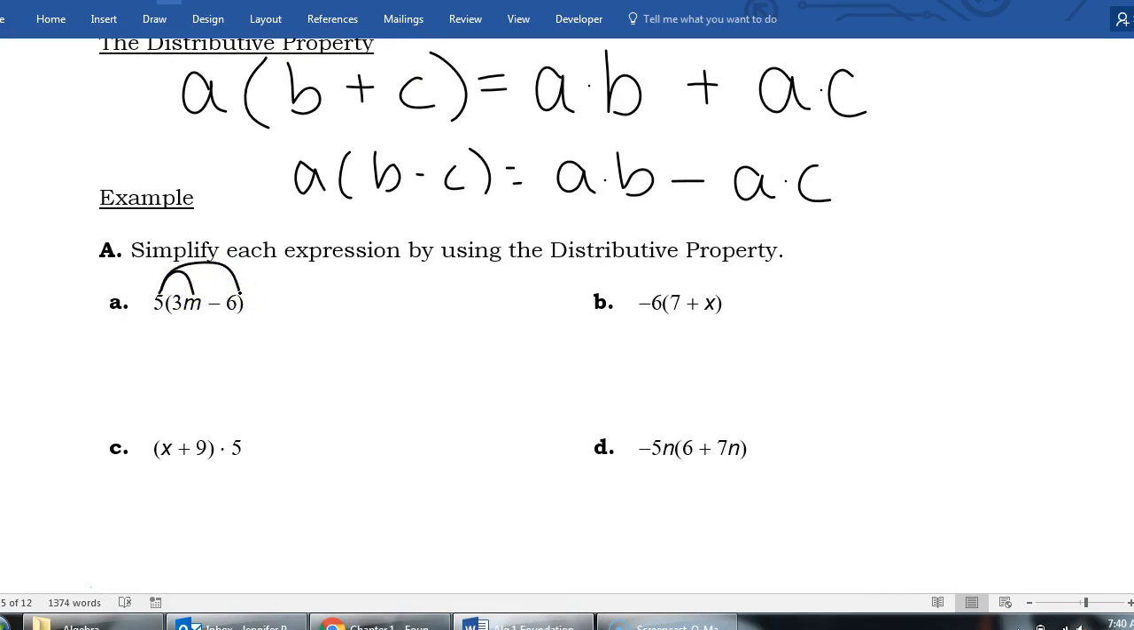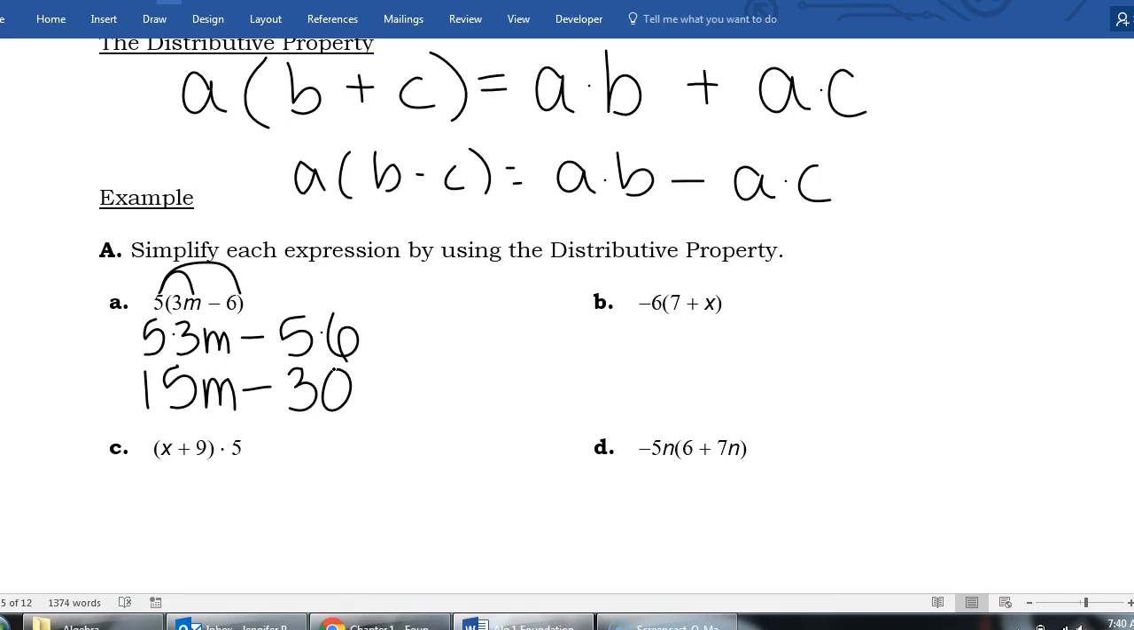But 5 times the first term, 5 times 3m, I'm going to write out my work, minus, and then it would be 5 times 6. So 5 times 3m, we multiply the coefficients, the numbers in front, that'd be 5 times 3. And then m stays m. And then we would multiply 5 times 6, and we get 30.